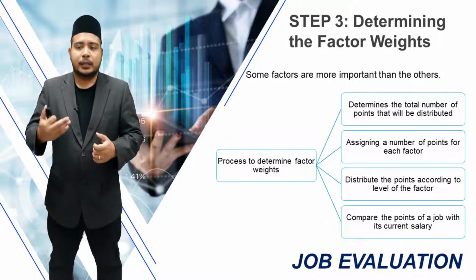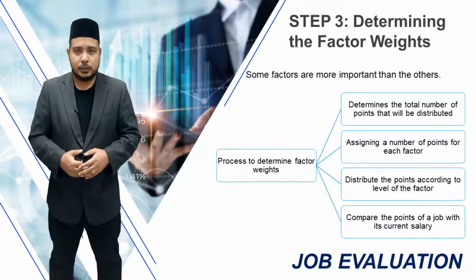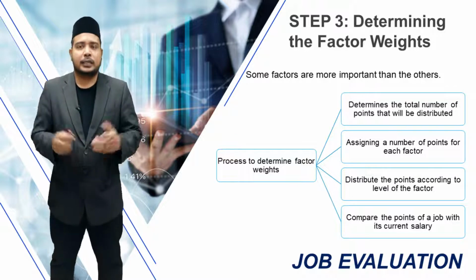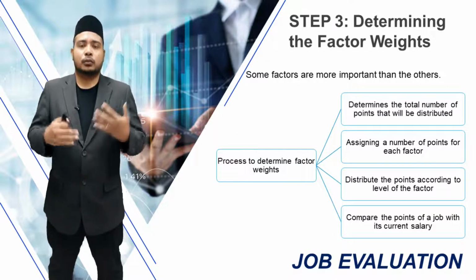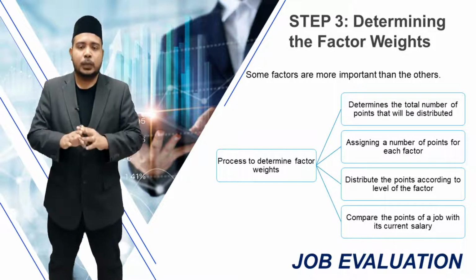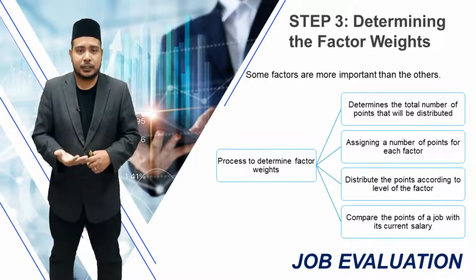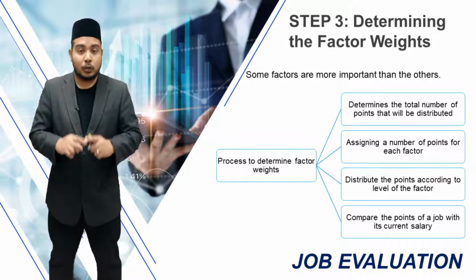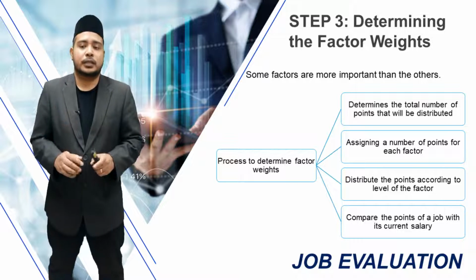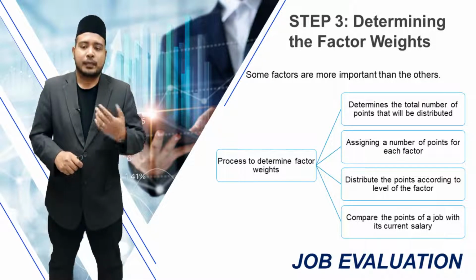The first one is to determine the total number of points that will be distributed. This is the common way. Say for example we want to give 200. These 200 total points will be distributed to all factors. Say for example for lecturers we have 5 factors, and the total weights are 200. So first we need to identify what the total weights are.